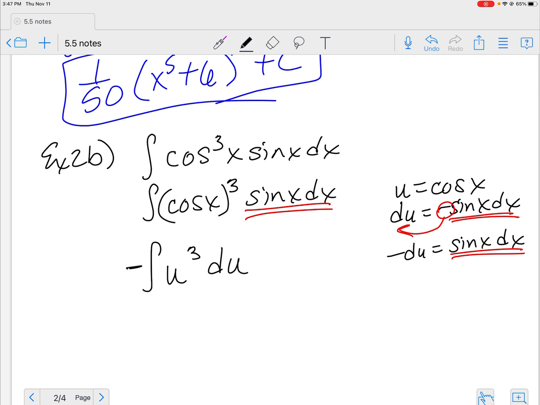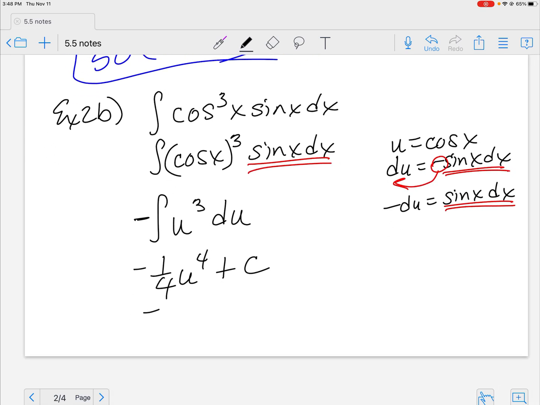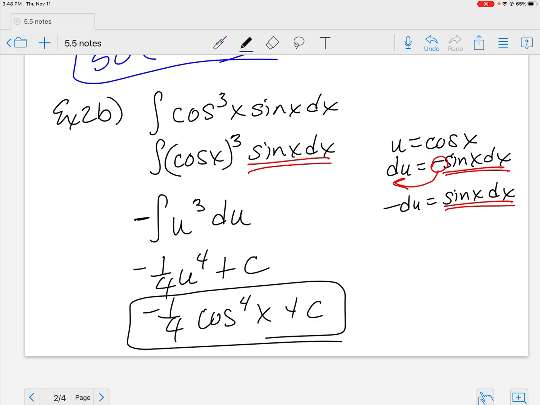Now it's much easier, right? Take something difficult, u sub that out. Okay, so now I have a negative 1/4 u to the 4th, right? Because you're adding 1 to that, so that's u to the 4th, bringing the 1/4 in front. And then, of course, plus c, because we can't forget that. And then put that back in. So a negative 1/4 cosine to the 4th of x plus c. Not too bad, right? Take something that is bigger and kind of crazier and do a u sub with it. Good. Make it to where it's easier to work with. Okay, good job. Practice.